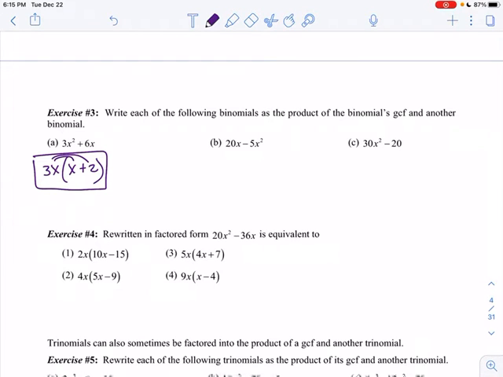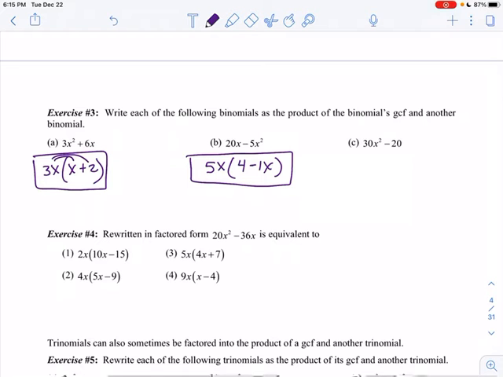B, 20 and 5. Well, the biggest number that's in common is 5, and they both have an x. Okay, I can only do what they both have in common. When I factor or divide out a 5x from 20x, I'm left with 4. And when I factor or divide out a 5x from negative 5x, I'm left with negative 1x. Or you could just write the x. You don't have to write the 1.